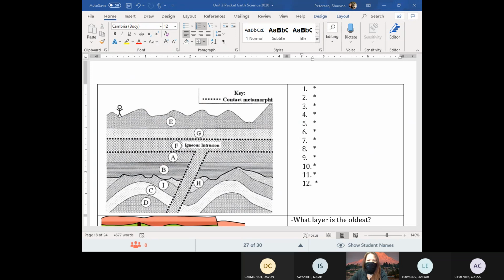D is correct. What is our next oldest layer? Beautiful. And then? Very nice.